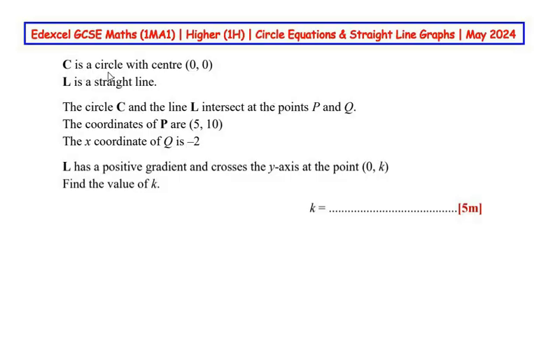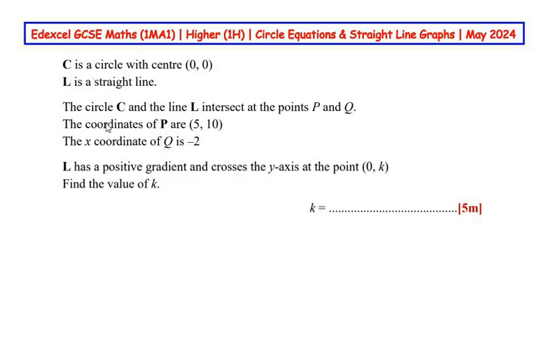C is a circle with center (0, 0). L is a straight line. The circle C and the line L intersect at the points P and Q. The coordinates of P are (5, 10). The x coordinate of Q is -2. L has a positive gradient and crosses the y-axis at the point (0, k). Find the value of k.